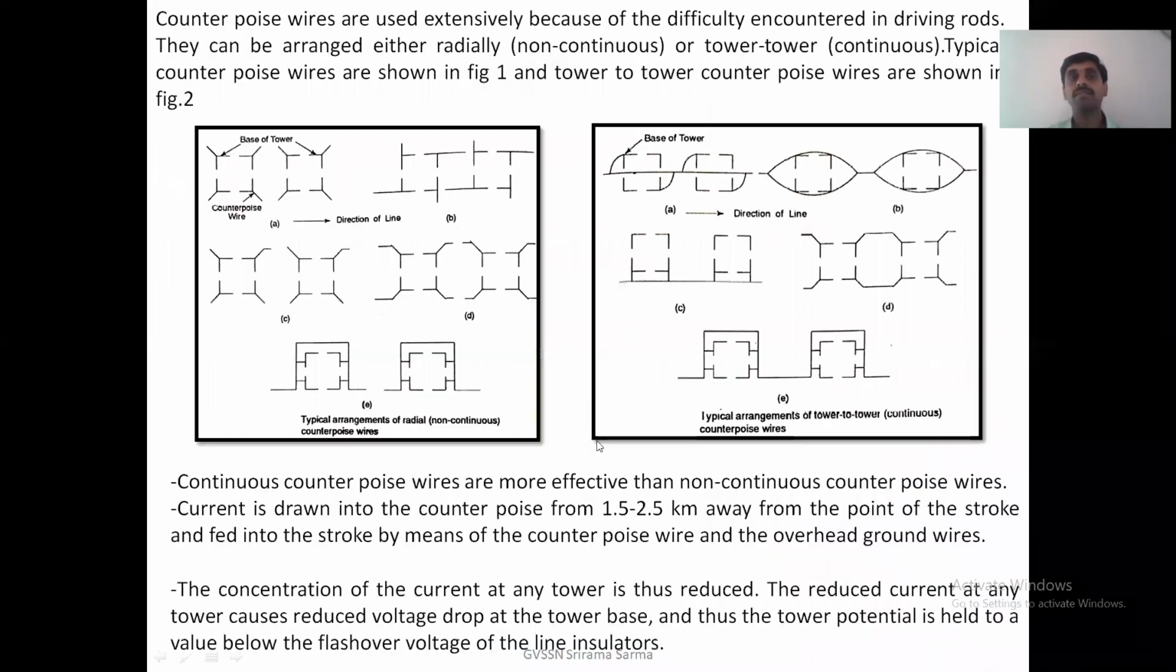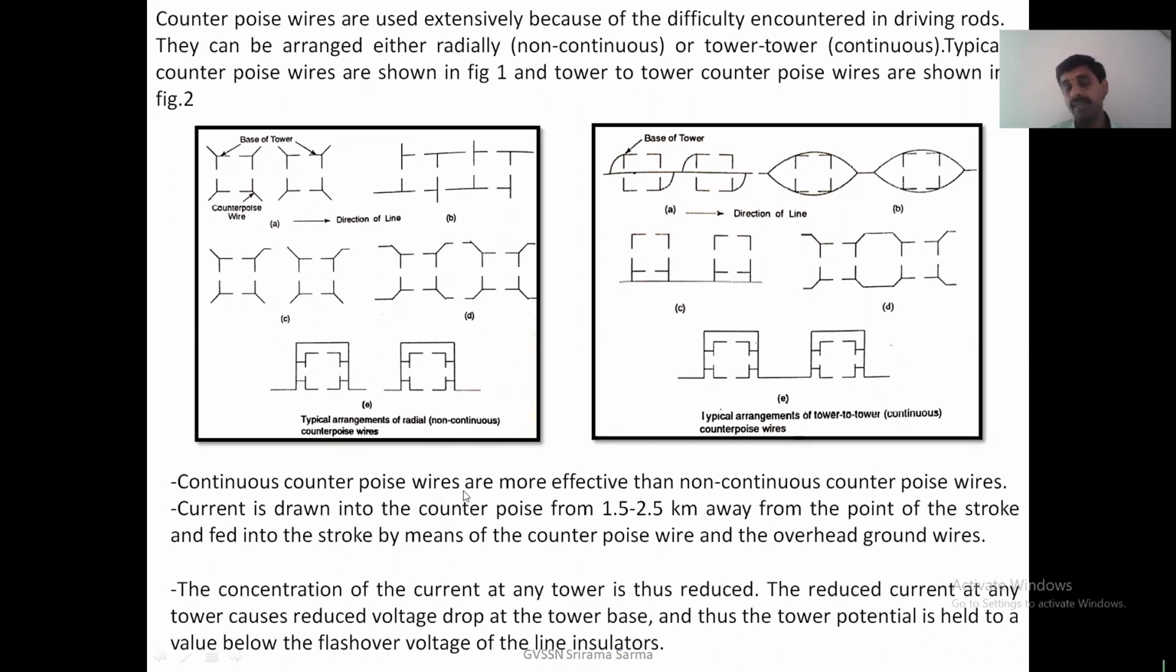Mostly, as in the last slide, counterpoise wires are used extensively because of the difficulty encountered with driving rods. I said ground rods cannot be dug in rocky soil. So in such cases, this is the best method. They can be arranged either radially, as I said, or continuous between tower to tower, parallel to the ground lines at the bottom. You can see here the typical arrangements of radial counterpoises, and these are the typical arrangements of tower to tower counterpoises.